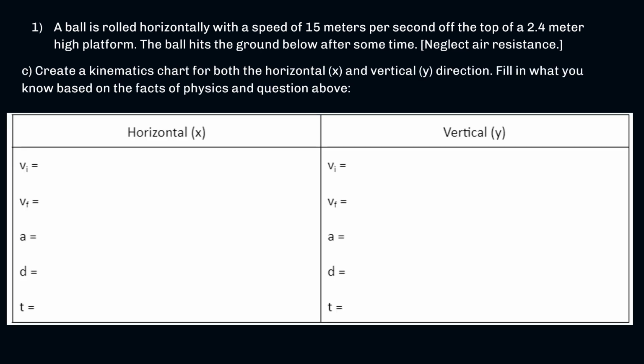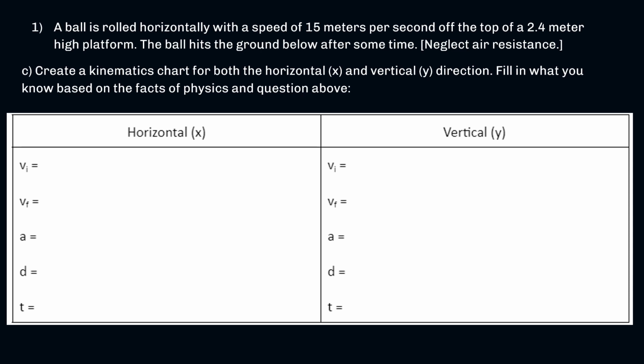Alright, so in part C, we're going to create a kinematics chart for both the horizontal, the x direction, and the vertical y direction. We're going to fill in what we know based on the facts of physics and the actual question above. So to talk about the facts of physics, what we're always going to have in both the horizontal and the vertical direction is the accelerations that we already know.